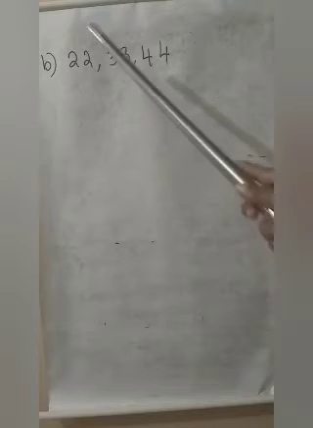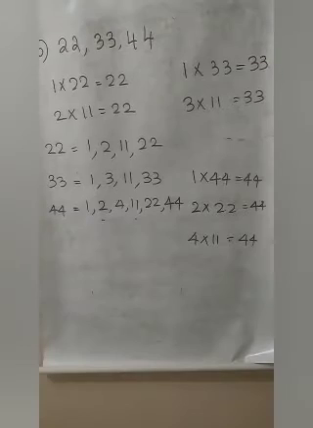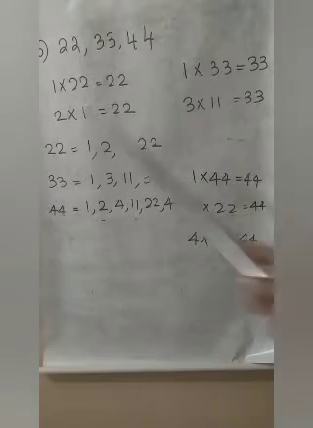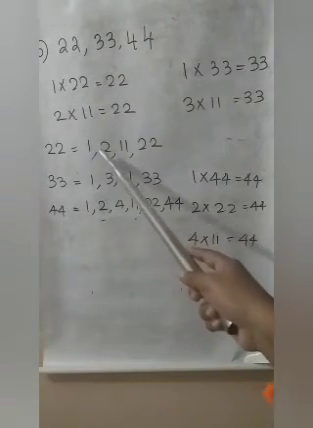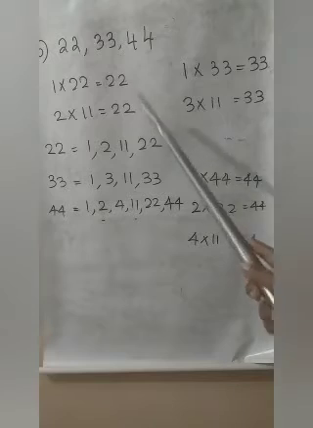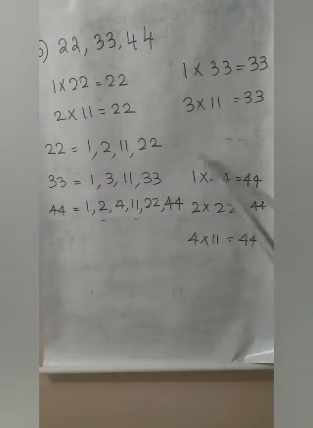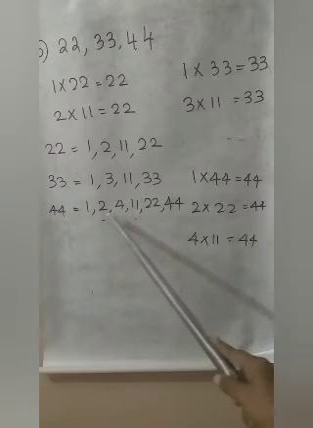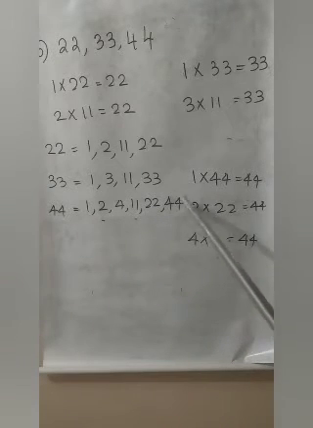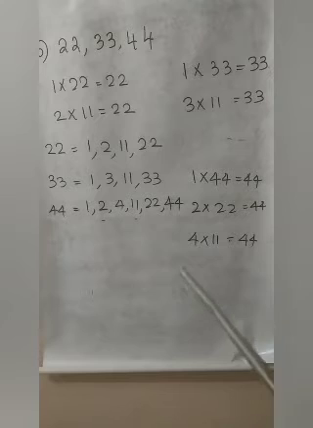So what do we have to do first? Here we have to list the factors first. So we have to find out the factors of 22, 33 and 44. The factors of 22 are 1, 2, 11 and 22. For 33: 1, 3, 11, 33. And for 44: 1, 2, 4, 11, 22 and 44. So we have found the factors now.